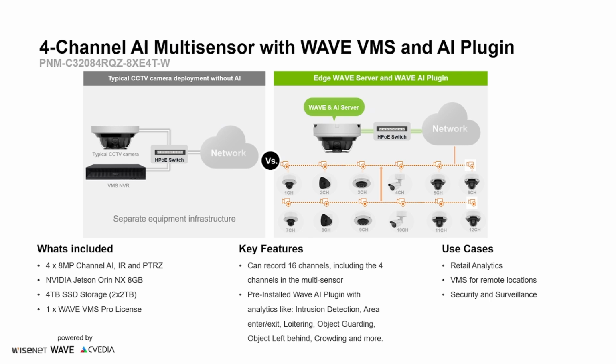WAVE AI plugin can do basic object detection paired with other analytics like intrusion detection, area enter, exit, loitering, etc. These are basic analytics. These are not going to give you analytics like our P-series AI cameras where you get attributes and things like that. It's really good for basic object detection for person, vehicle, or animal, and then being able to pair it with an enter, exit, cross line, or intrusion area. So let's jump into this and see how it's configured.